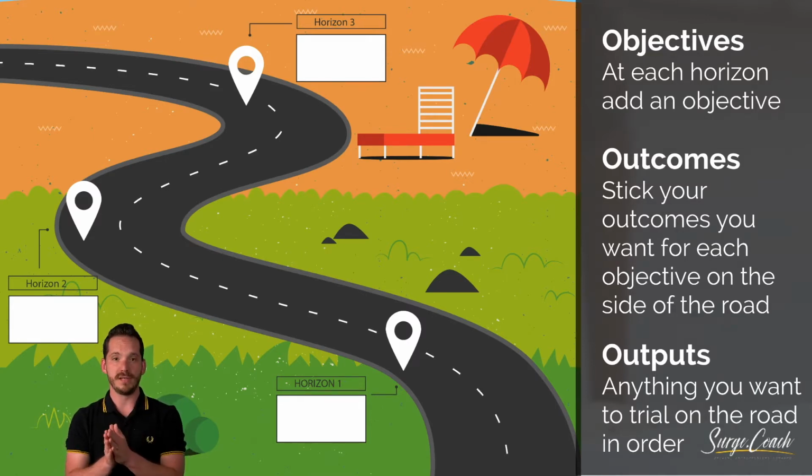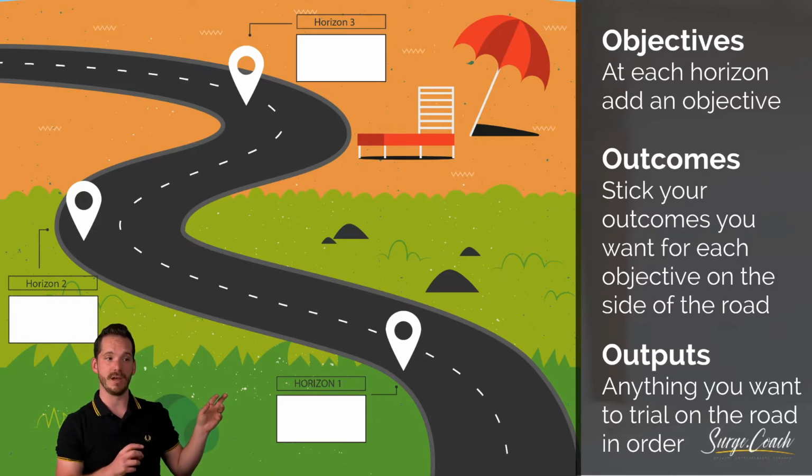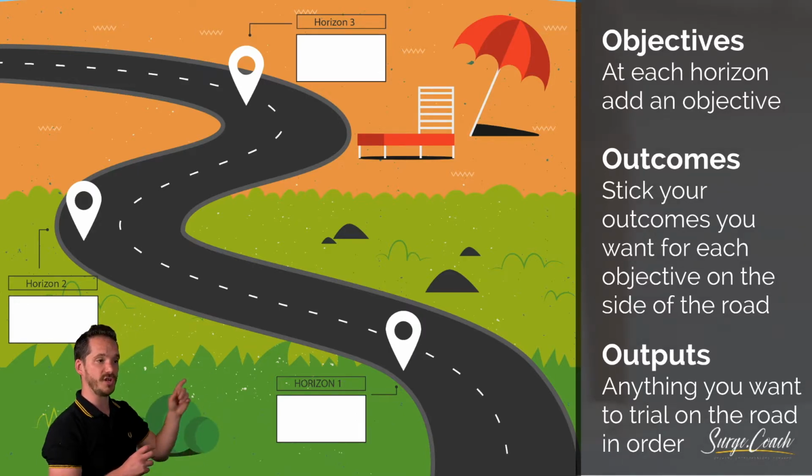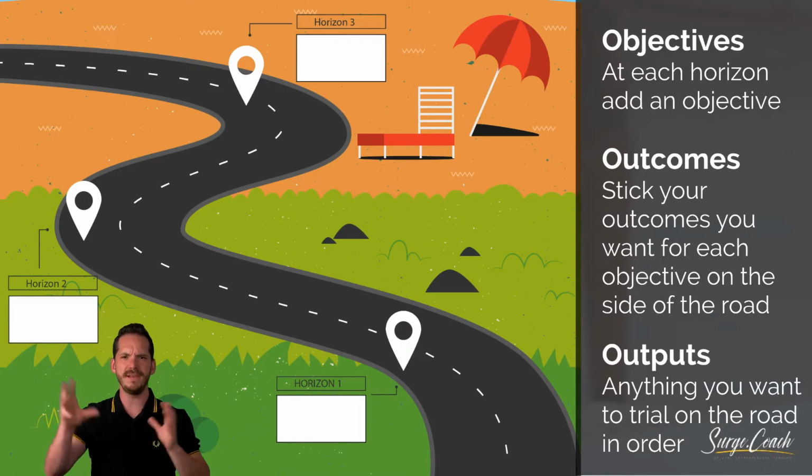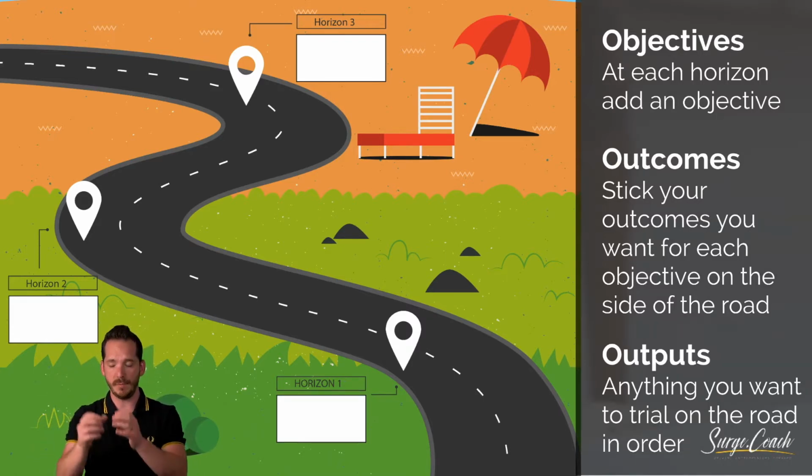If it's tools and process, you still want to measure it in a lofty, objective kind of way. Now, your outcomes, you want to stick those outcomes along the side of the road. These are things that help you achieve your transformation, to help you achieve that objective. What are the things you could trial?